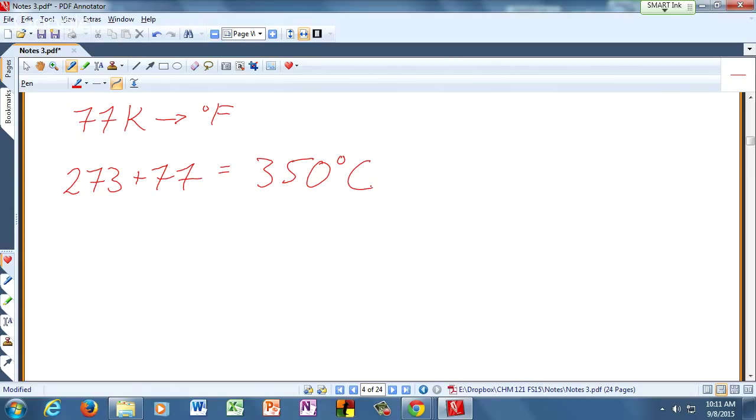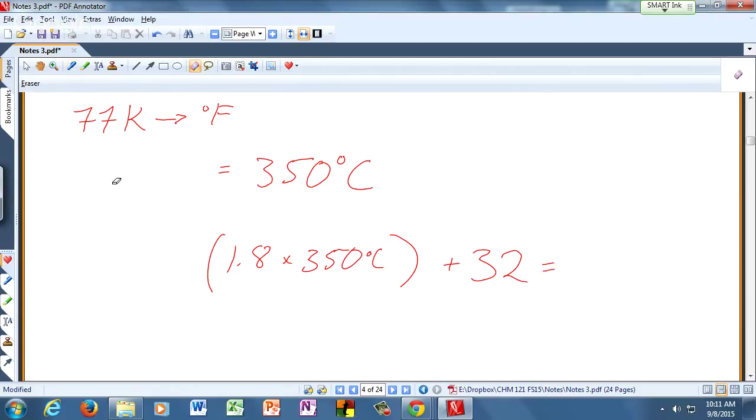Nobody remembers? Multiply to that. What? Multiply then add, right. So we're going to go 1.8 times 350, whatever that is, and then add 32. And I believe you get, oh wait, this should be, sorry, we went the wrong way, right? Nobody caught this? This is wrong. Let's change that.